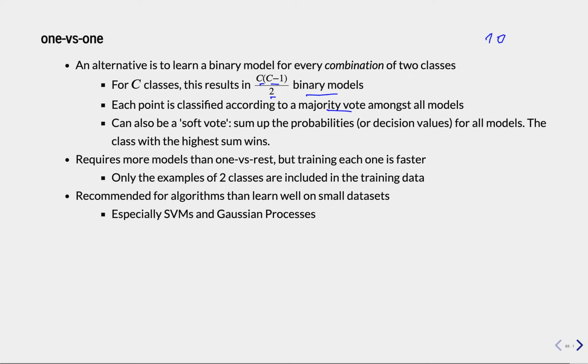Now this can also be a soft vote. So instead of having +1, -1, you can also ask each model to give you a probability or decision value, and then you sum up all the probabilities of each class, and then the class with the highest probability wins.